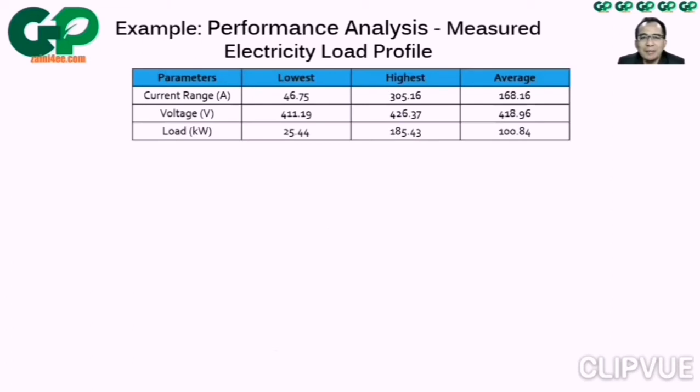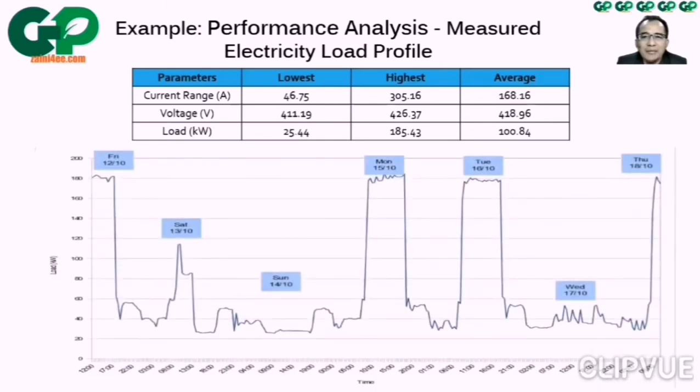And this is another example of what measurement is being done. They measure the electricity load profile. From here, they know all the key electrical parameters: the current, the voltage, and the load in kilowatt. Look here, they know what the average is, what the highest is, and what the lowest is. This is another one they put into a chart, all from the data logging.